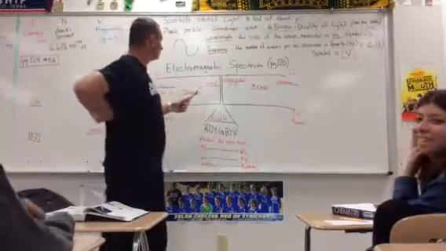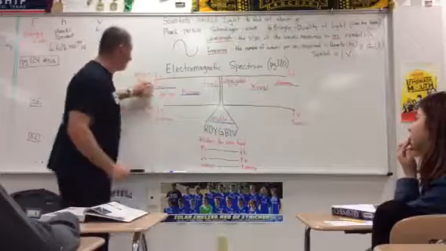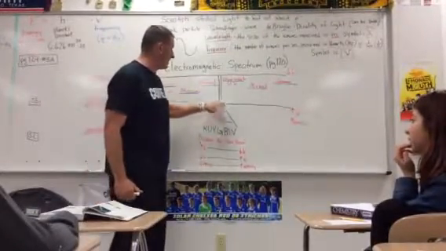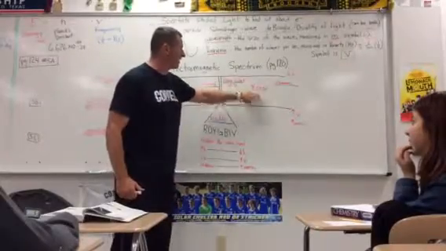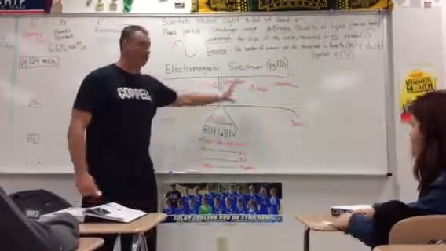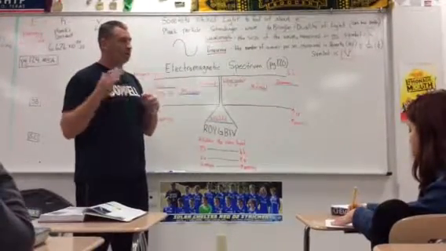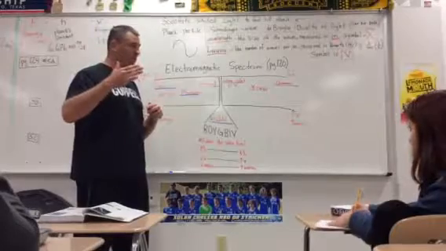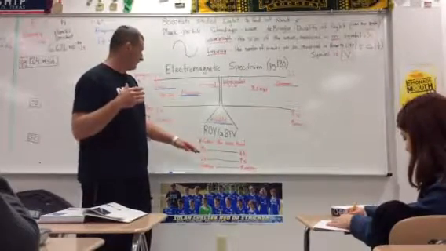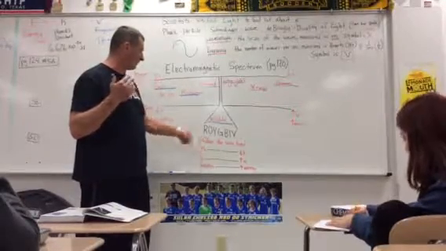All right, so this is the electromagnetic spectrum. Radio waves, microwaves, infrared, visible light, ultraviolet, X-rays, and gamma rays. You need to know that order because they're going to ask you on quizzes and tests. Put these in order of smallest wavelength to longest wavelength, or shortest wavelength to longest wavelength, whatever. They're going to put them in order.